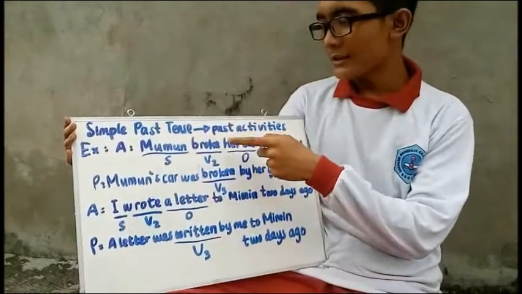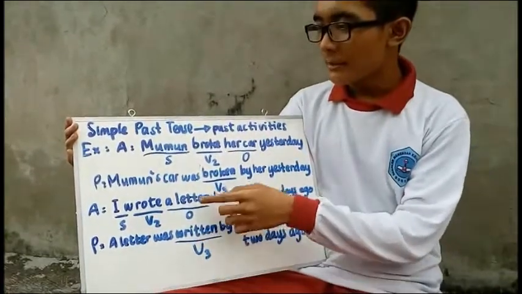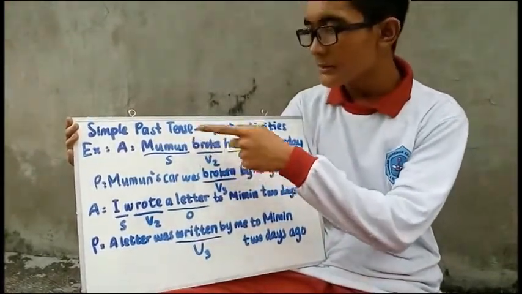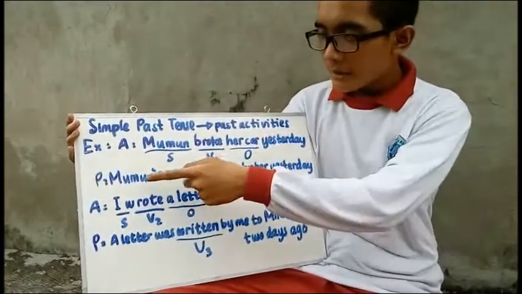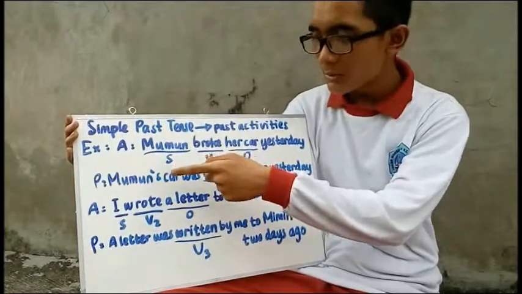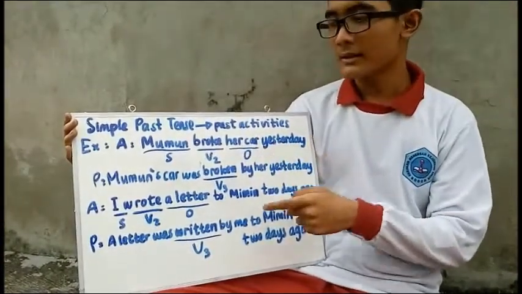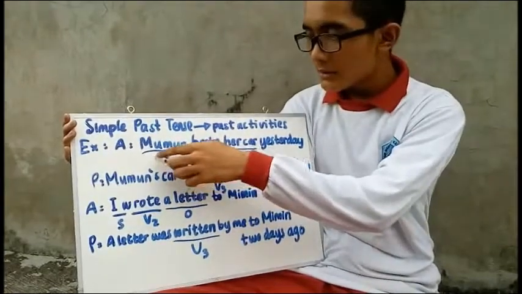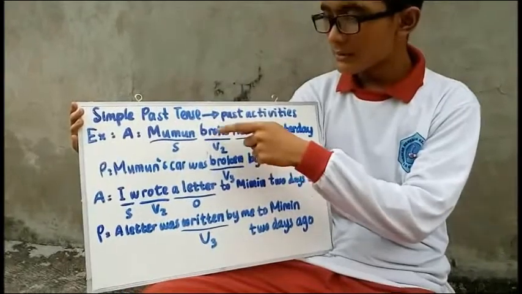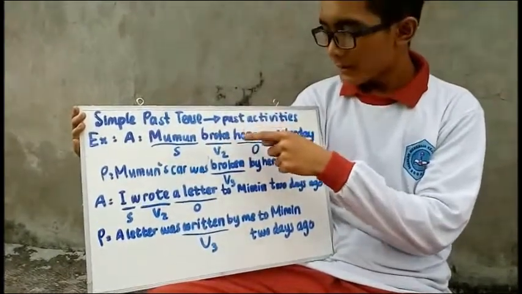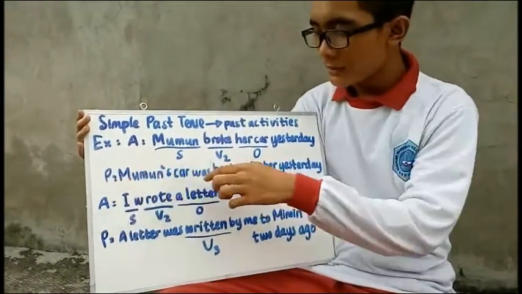Simple past tense is explaining about past activities. The example is active: Mumun broke her car yesterday. And the passive voice is: Mumun's car was broken by her yesterday. Mumun is the subject, broke is the verb 2, and her car is the object. For the passive voice, we use verb 3.